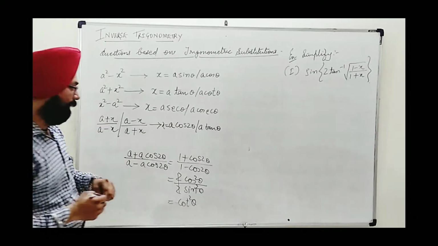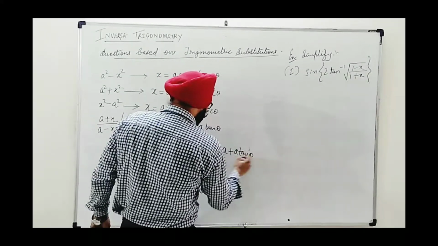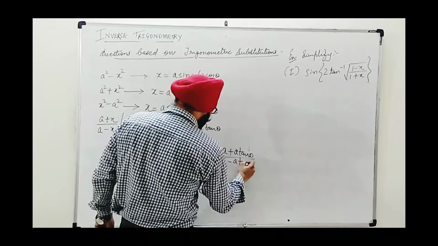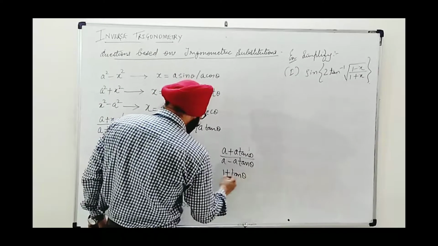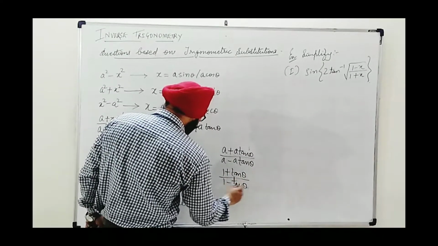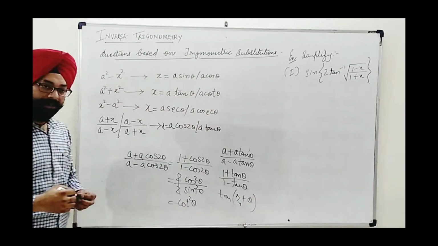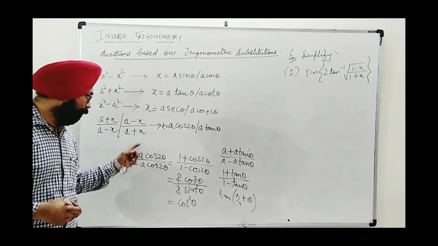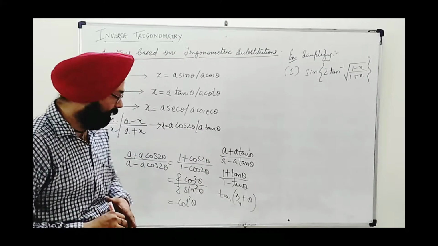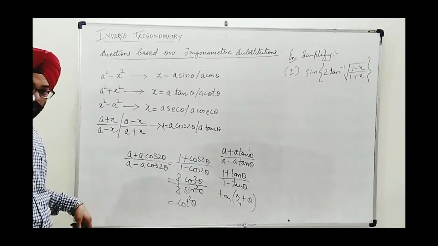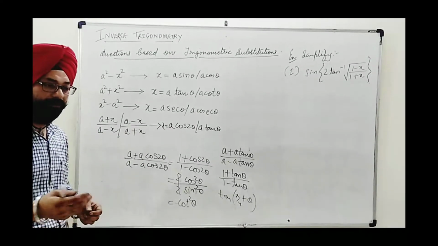If I replace x by a tan theta, I have a plus a tan theta upon a minus a tan theta. When a is taken common and cancelled out, 1 plus tan theta upon 1 minus tan theta, which makes it the identity tan of pi by 4 plus theta. It depends on the condition. In general, we apply the cos 2 theta pattern, but sometimes this is also applicable. Mainly when this is given with a square root, for sure you should go with the cos 2 theta pattern. Now we will see its application with 2-3 questions.